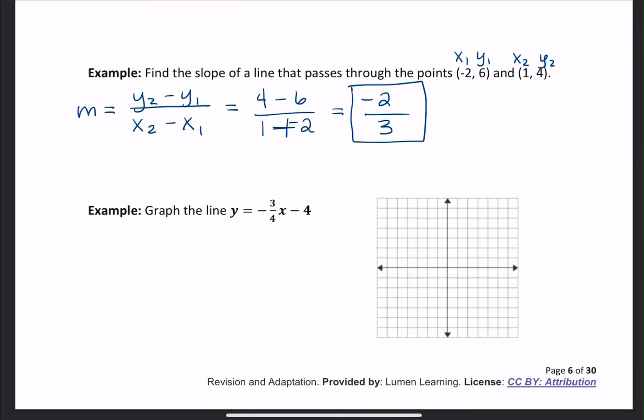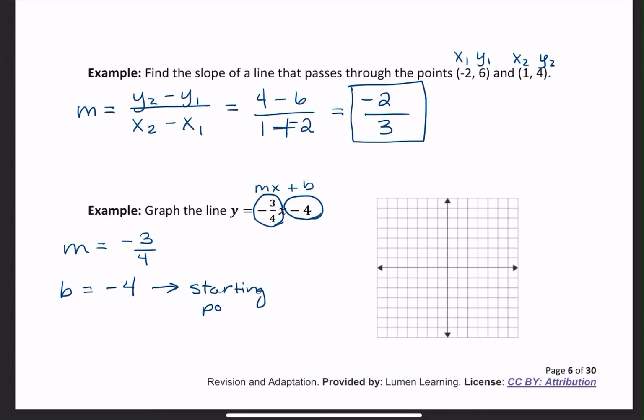Okay, look at this example. It says graph the line, and it gives you the line in slope-intercept form. So here our slope is -3/4, and our intercept is -4. Make sure you pull that sign along with it. Don't leave out any of your signs because that tells you where it's going to be on the graph. So you're going to start with the y-intercept, which is your starting point. So I'm going to start at -4 on the y-axis. That's my starting point. And from there, I'm going to count my slope.